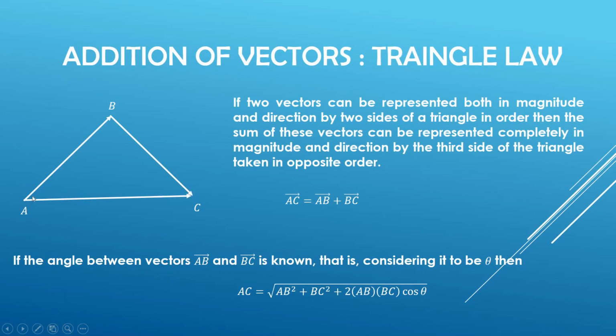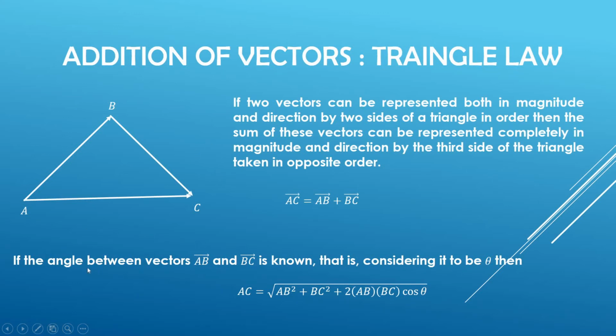And if I had gone by the order, then I would have said that CA vector, but it is not CA, it is AC. That is why I have said that it is the third side of the triangle taken in opposite order. So this is the triangle law of vector addition, that is AC vector equals AB vector plus BC vector. Okay. Now I hope you understood this.